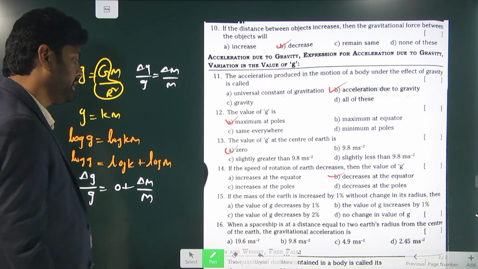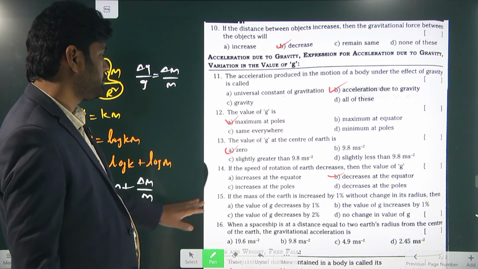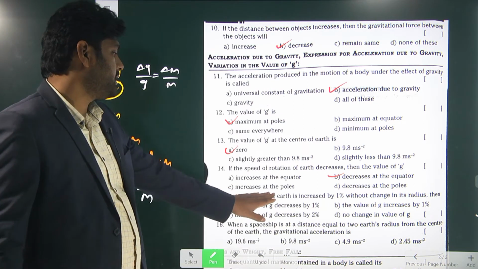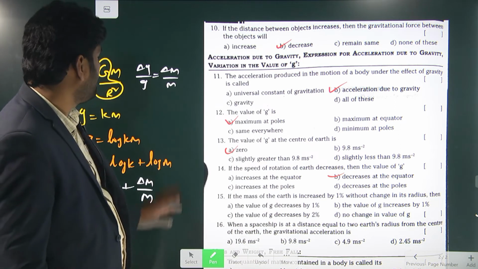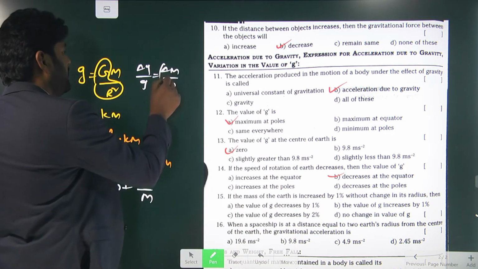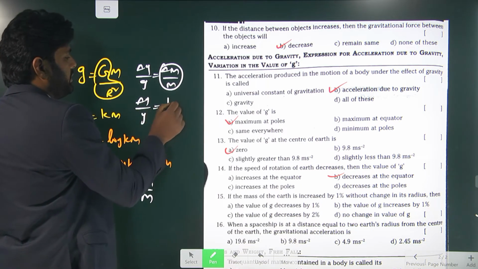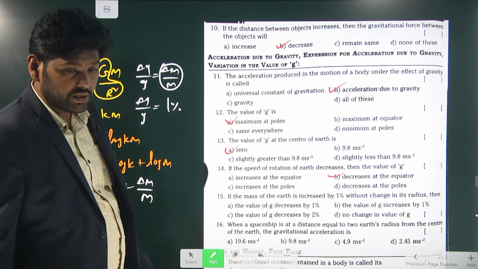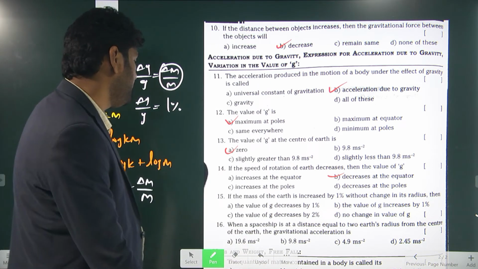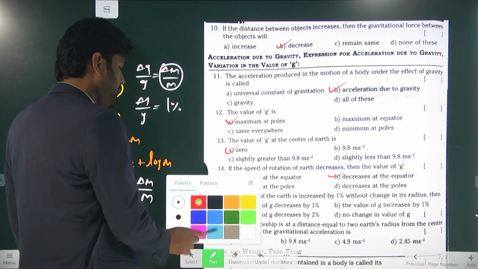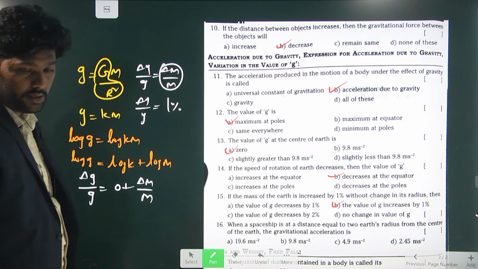So what is given? The mass of the earth is increased by 1%. Then delta g by g is also increased by 1%. So the acceleration due to gravity also increases by 1% only. So what is the answer? Option B is the answer.